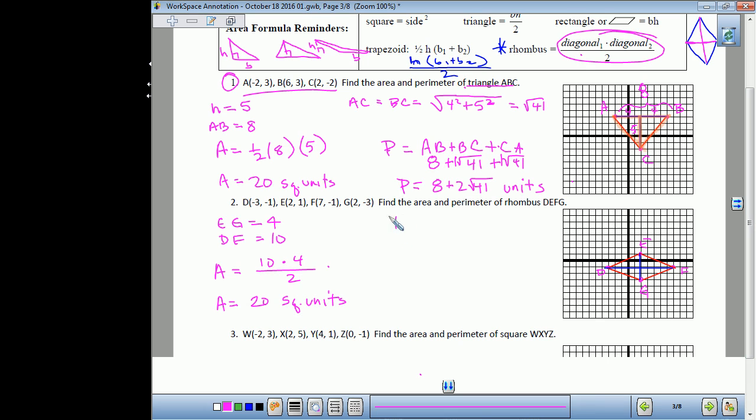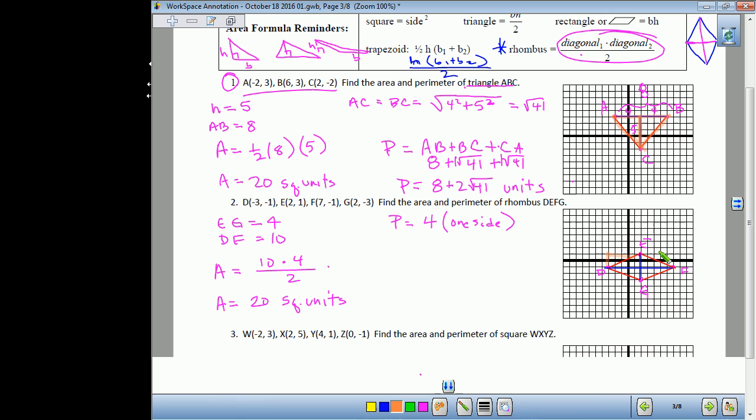All right, now let's do perimeter. Now, perimeter, we add up all the sides. But what do we know about a rhombus? They're all the same. So I could just do 4 times one side, because they're all the same. And how do I know? By just kind of eyeballing that they're all the same.